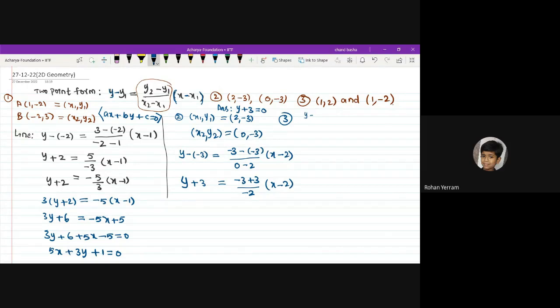Somebody told something divided by 0, that is what you are getting. Is it 0 divided by anything? 0 divided by anything will be 0 only. Left hand side value is just y plus 3.